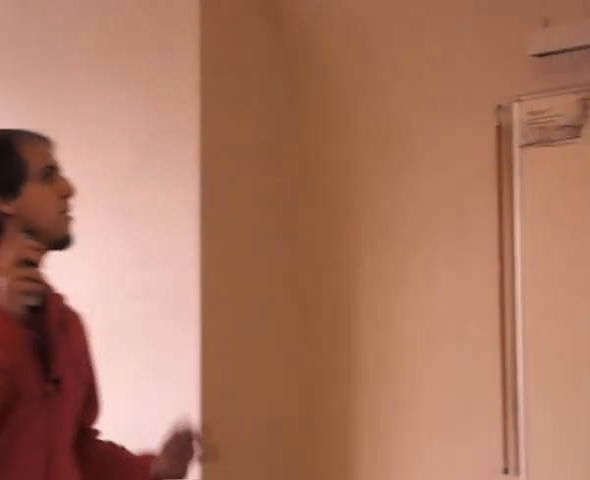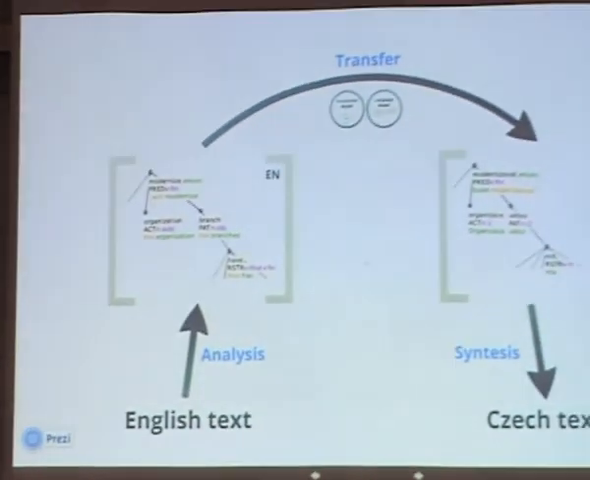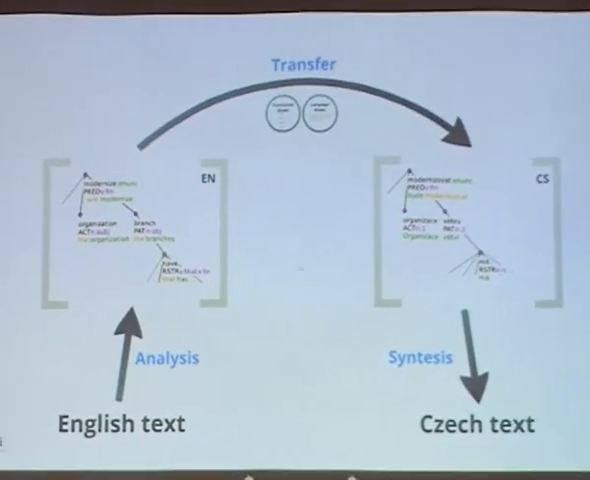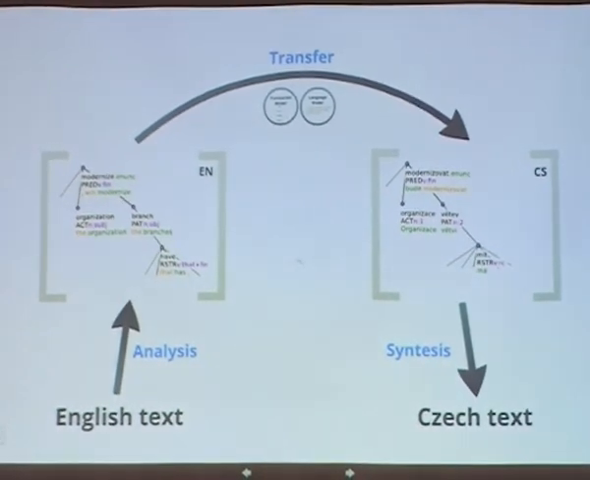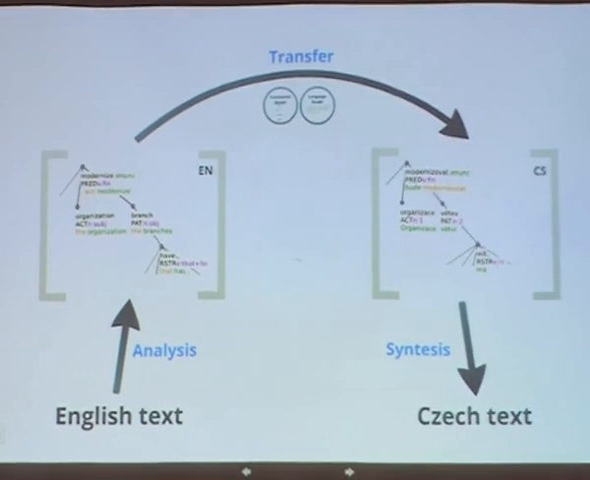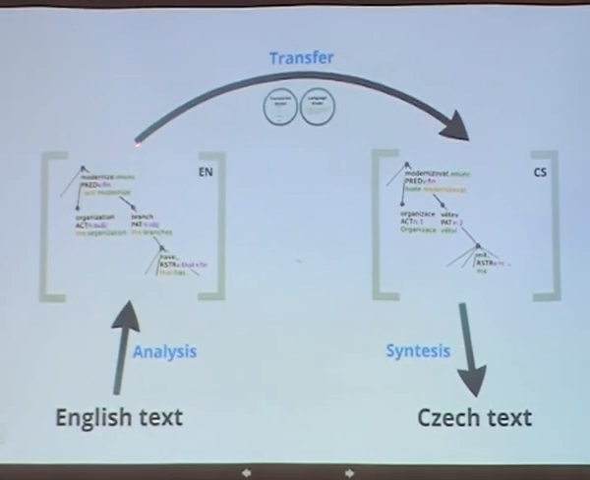Okay, so this is an insight into the TectoMT system, how it works. I work on, or I think most of us work on, English to Czech translation within the TectoMT system. So you start with English text and you want to get the Czech text. First we perform an analysis that transforms English text from the surface level to the tree representation, or tectogrammatical tree representation.